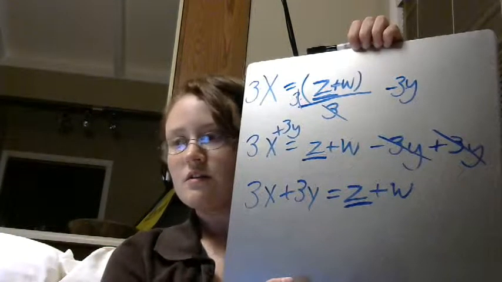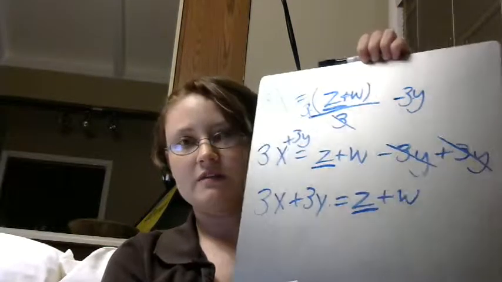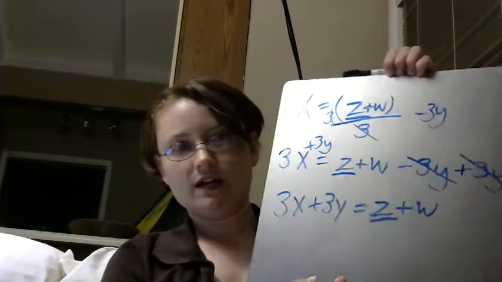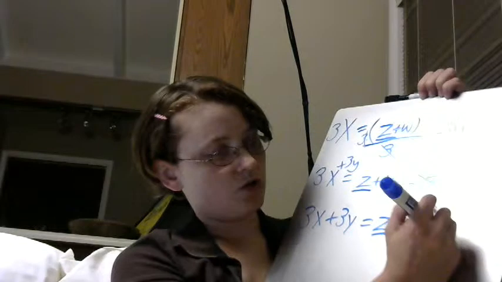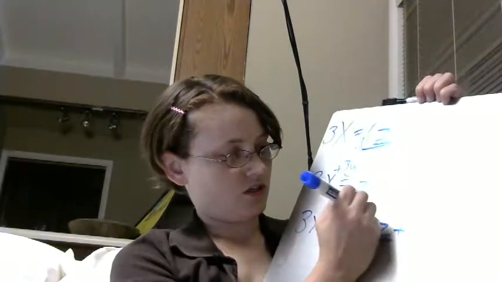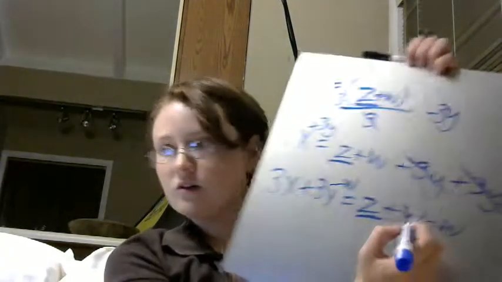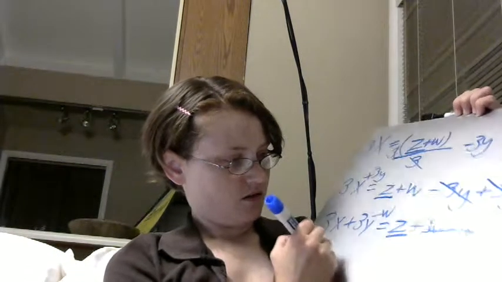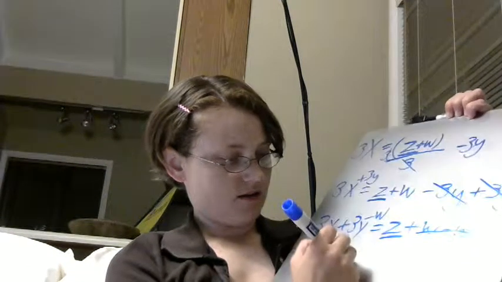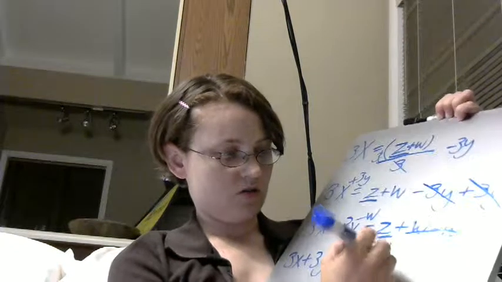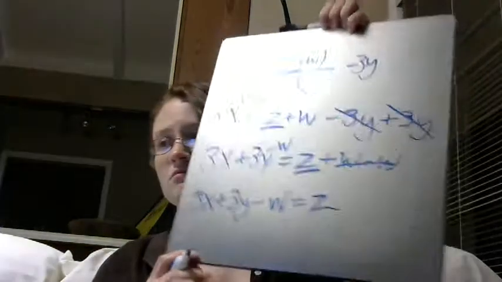We're still looking for z, so I'm going to keep that guy underlined. We still have one more term without the objective. This w hanging out over here. How do we get rid of it? Subtract it from both sides, just like you would with numbers. So now those w's go away. We get 3x plus 3y minus w equals z.